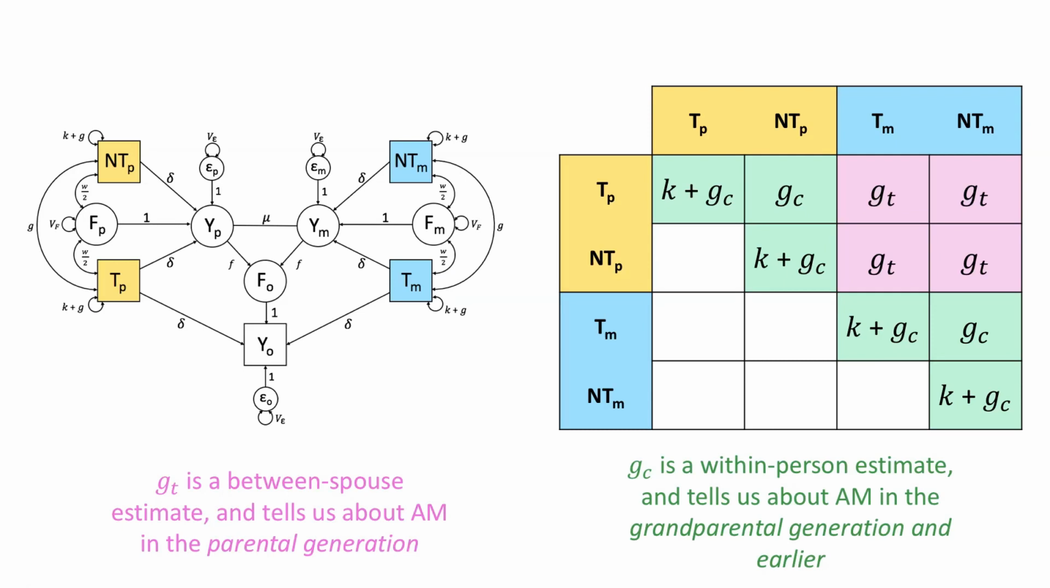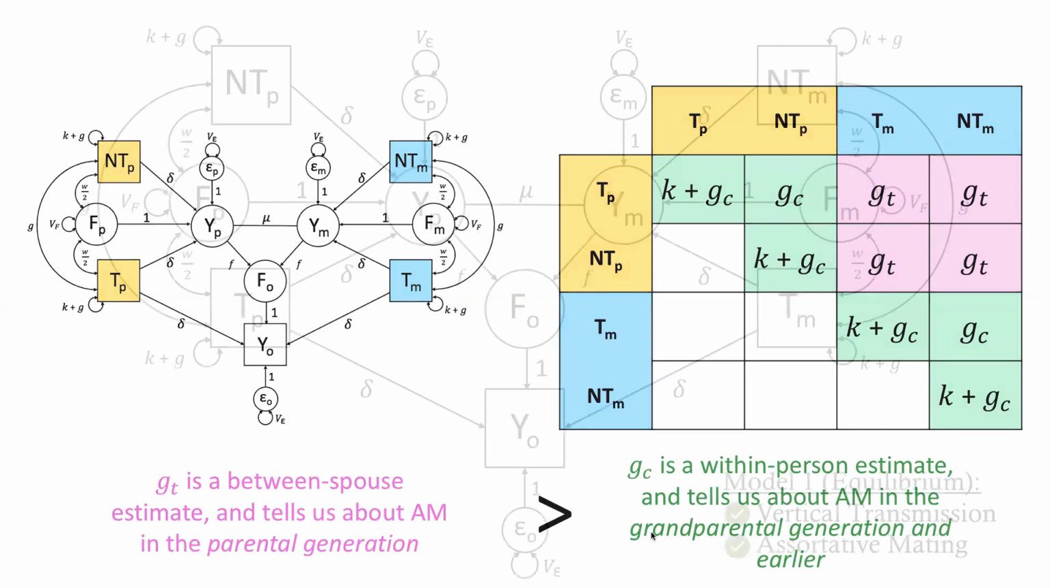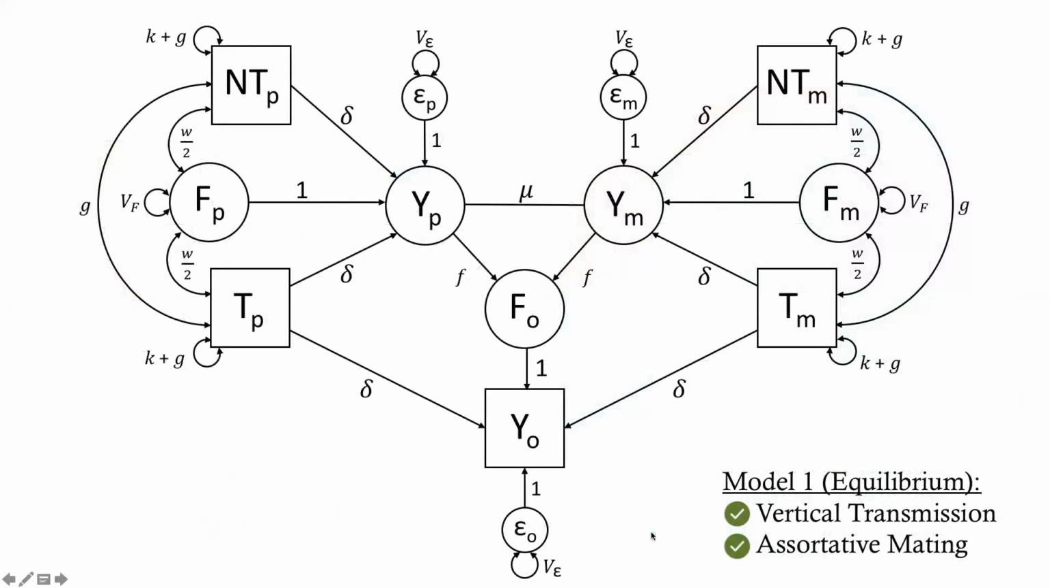So if we want to determine if a trait is at equilibrium, we need to first test if GT and GC are equal to one another. And if they're not, we can tell if AM is decreasing or if it's increasing based on whether GT or GC is larger. So now that we've covered GC and GT, if we want to allow for the assortment in this model to be at disequilibrium rather than equilibrium, that's easy. We just need to differentiate the variables in the parental generation from the variables in the offspring generation.